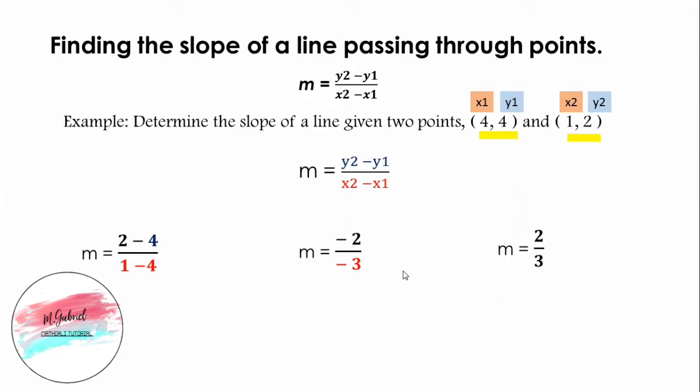Okay, so that is how to find the slope of a line passing through points. Pag sinabing points, yun yung mga ordered pairs. Diba kapag may ordered pairs, nag-point ka dun sa ating Cartesian plane, kaya siya tinawag na points, through points.